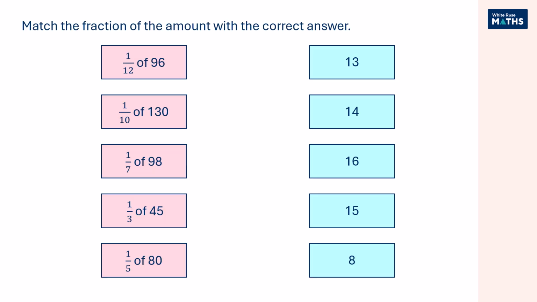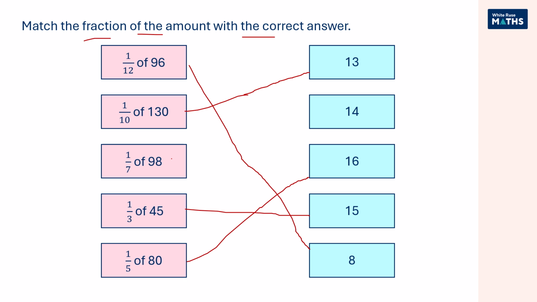Next part, match a fraction of the amount with the correct answer. 1/12 of 96, that's going to be 8. So 96 divided by 12 makes 8. 1/10 of 130, that's going to be 13. So divide 130 by 10. 1/7 of 90, it's not as obvious. I'll come back to that one in a second. 1/3 of 45, that's going to be 15. And 1/5 of 80 makes 16, which means that 1/7 of 98 makes 14.